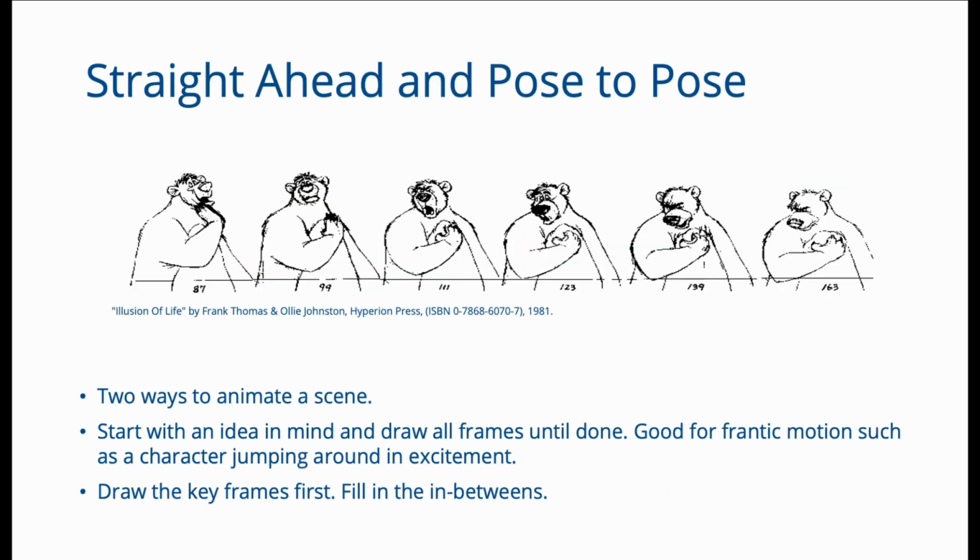Then there are these two contrasting methods of animating which are called straight ahead and pose to pose. So if you start with an idea in mind and draw all frames until you are done, that is called straight ahead animation. This is good for animating frantic motion, such as when there is some unplanned or chaotic or unorganized movement that is happening.